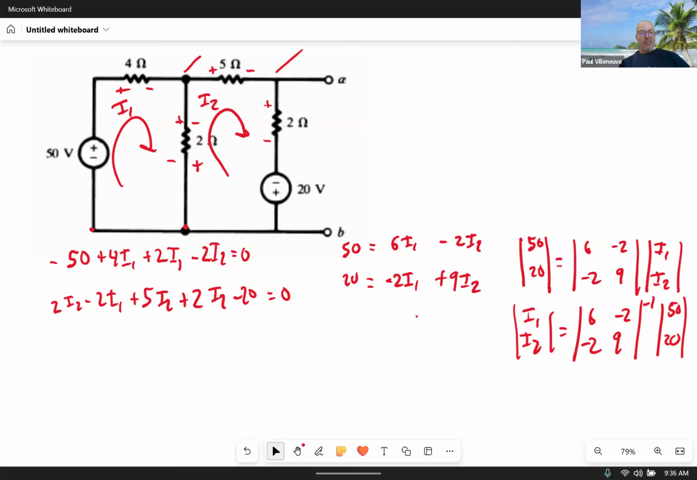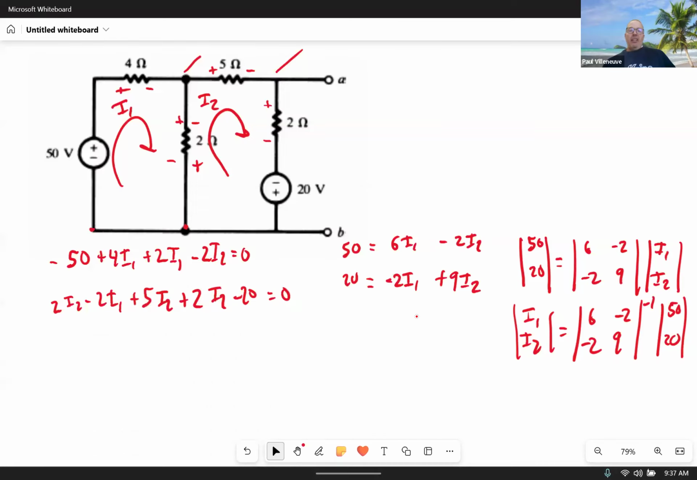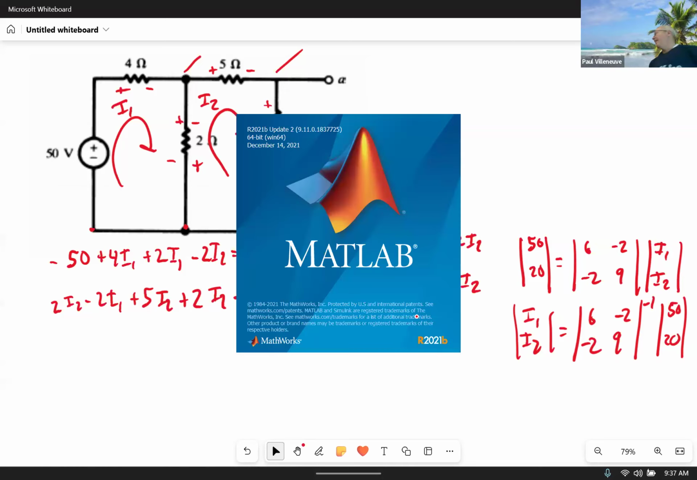Okay, I've got to enter these into MATLAB because I actually asked you to calculate power dissipated and all that stuff, or power absorbed. So let's go ahead and actually calculate what I1 and I2 are going to be. And then once we have that, we should be able to figure out what is happening in terms of power dissipation and power absorbed.